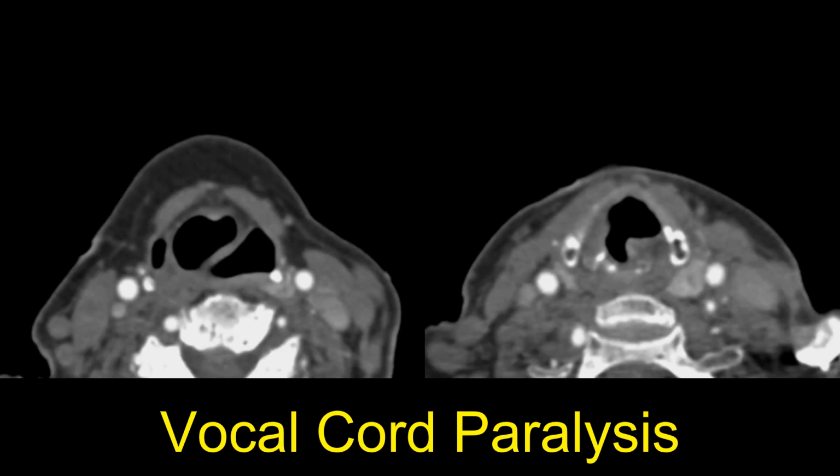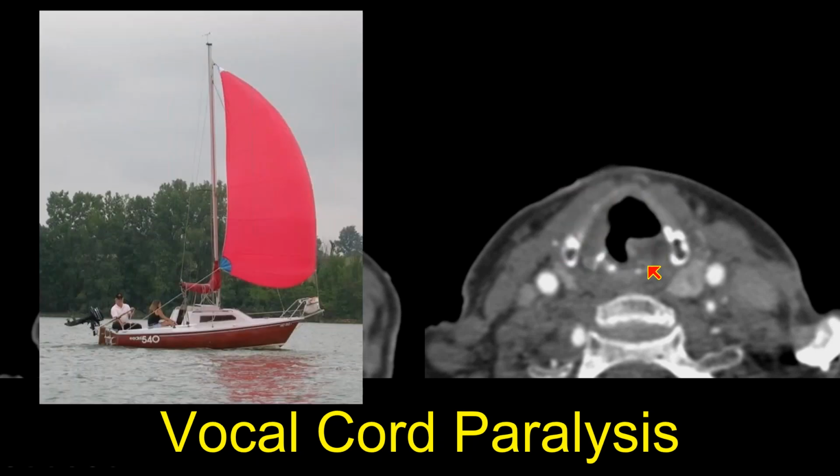So on imaging here, we see the spinnaker sail shape of the cord paralysis. We see widening of the thyroarytenoid groove. We see prominence of the piriform sinus, and we see anteromedialization and thickening of the aryepiglottic fold. Those are the secondary signs of a cord paralysis. So the only primary sign is the spinnaker sail shape. So that looks like a spinnaker sail that we might see on a sailboat that you might see off Cape Town. This is the spinnaker sail shape of a cord paralysis that correlates nicely with our CT findings.